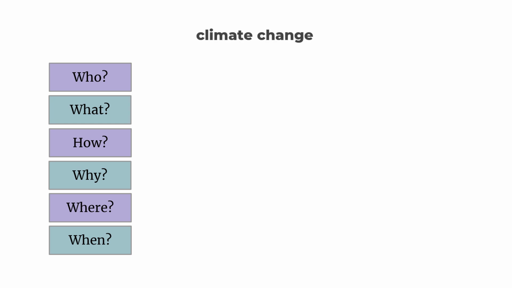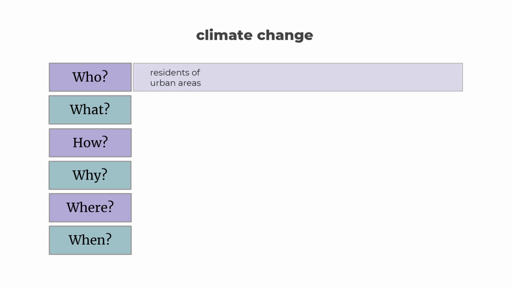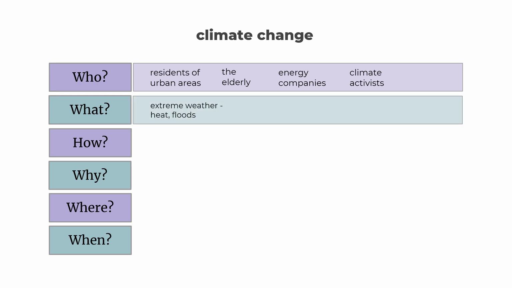First, let's think about who's involved in this issue. We're all involved in some way, but a few specific populations might include residents of urban areas, the elderly, energy companies, or climate activists. Then let's think about what. What are related aspects, subtopics, or similar issues? For instance, we might think about extreme weather, like heat waves or floods, transitions to renewable energy, or climate change denialism.